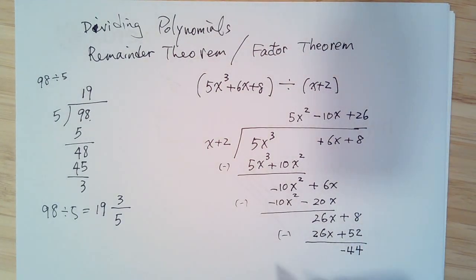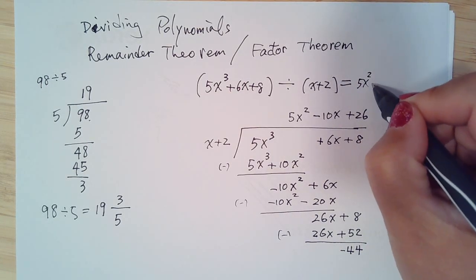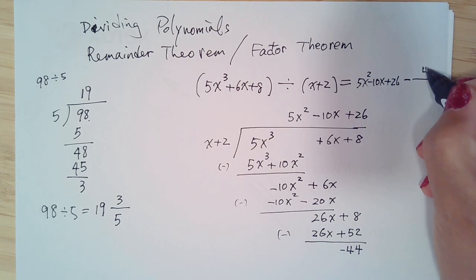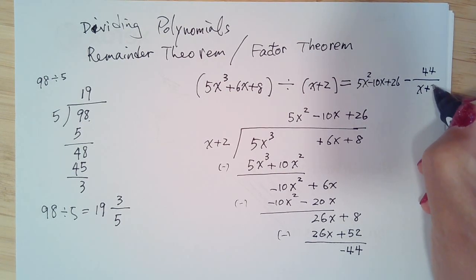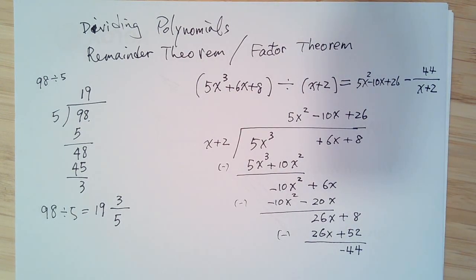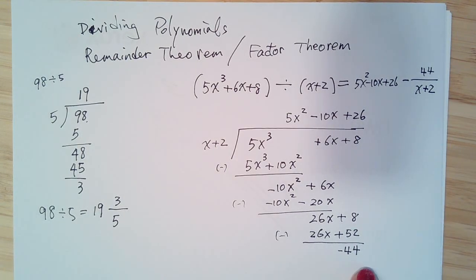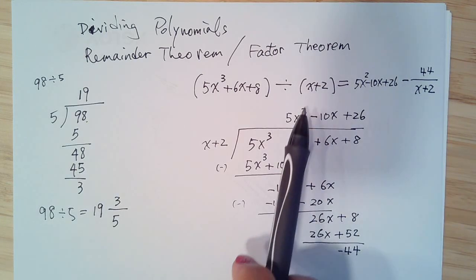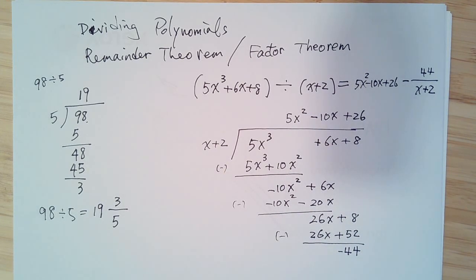All right, so when you do that, you're going to write your answer like this: 5x squared minus 10x plus 26 minus 44 over x plus 2. It's very similar to this, right? So the remainder here is negative 44, I put on top, and this x plus 2 I leave in the denominator because that's here. This is how you use long division to find the quotient and the remainder of this polynomial operation.